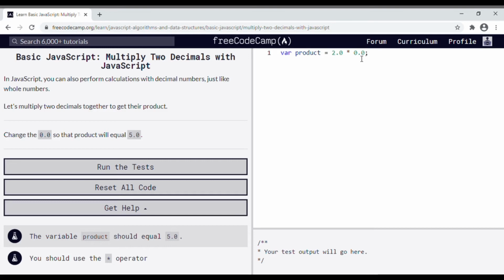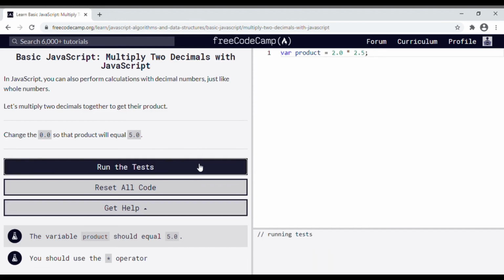So what can you do? So you basically do 2 times 2.5, and that should give you 5. Yes. 2. Yeah, that should give you 5.